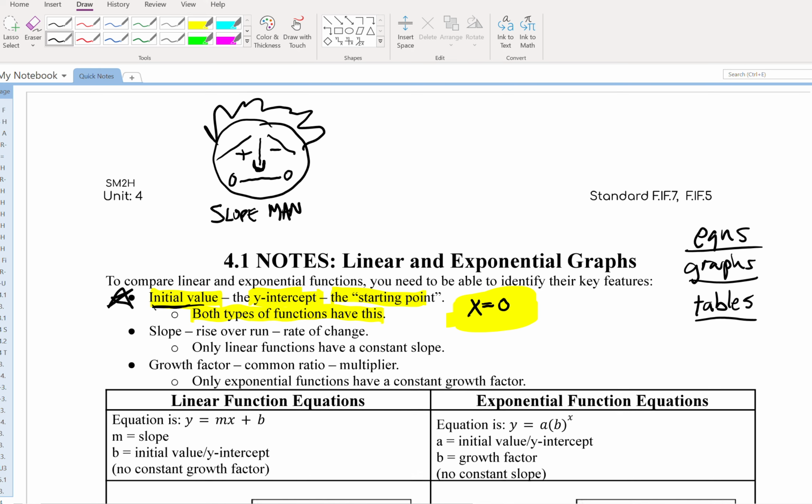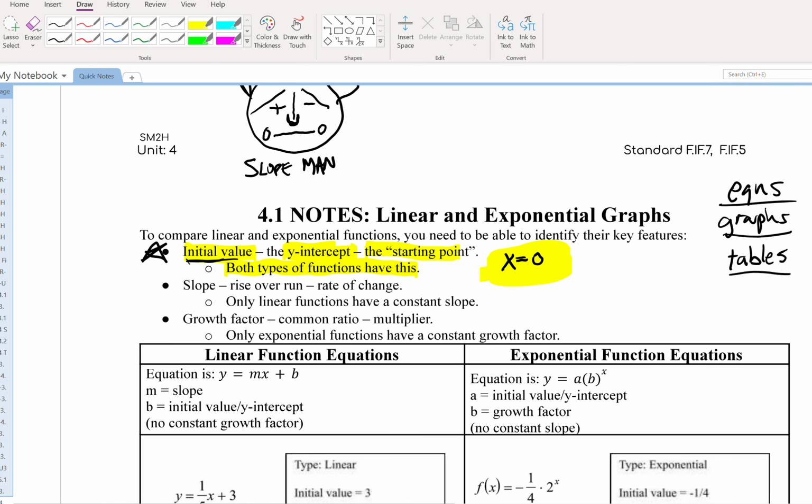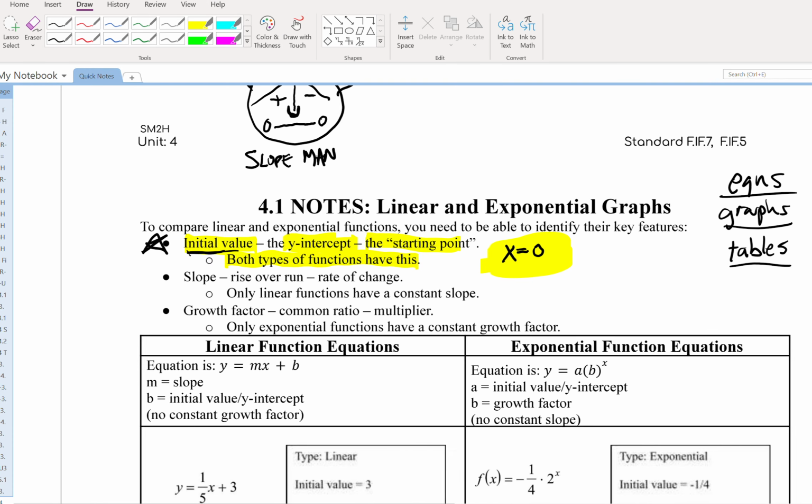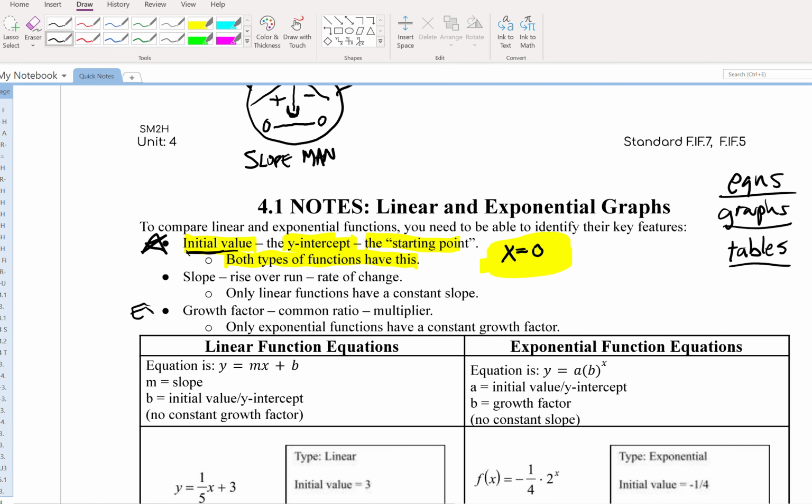And then only linear functions have a constant slope. So keep that in mind. And then we have growth factor. This is a common ratio or a multiplier, and then only exponential functions have a constant growth factor. So this is exponential, and this is linear. And I'm going to abbreviate in that way: LIN for linear and EXP for exponential.